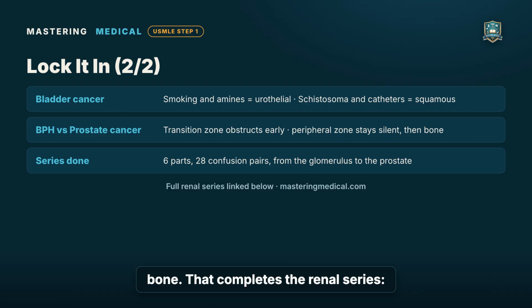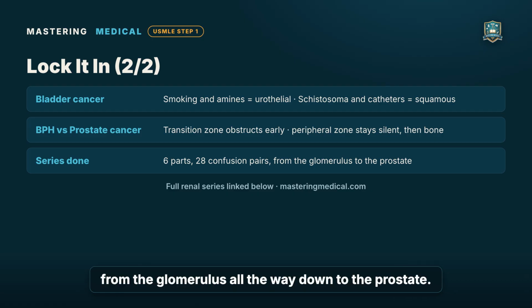That completes the renal series, 6 parts and 28 confusion pairs, from the glomerulus all the way down to the prostate.